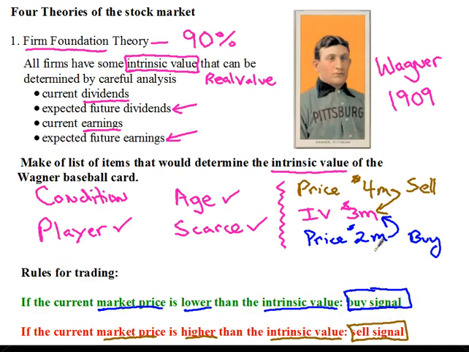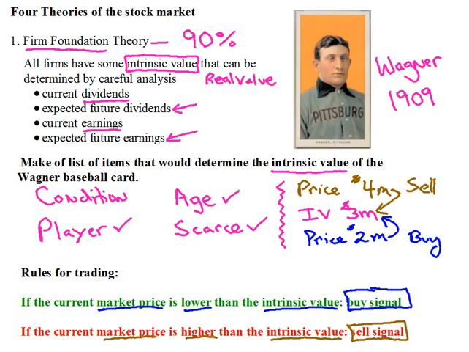So we said very simply, if the market price is below what we believe is the intrinsic value, then we buy the company. In this case, we were buying a card. If the price is above the intrinsic value, then we want to sell the company or sell the card or whatever the product is that we're talking about. So we did this with regards to a Honus Wagner baseball card. Now we want to take a look at doing this with a company.